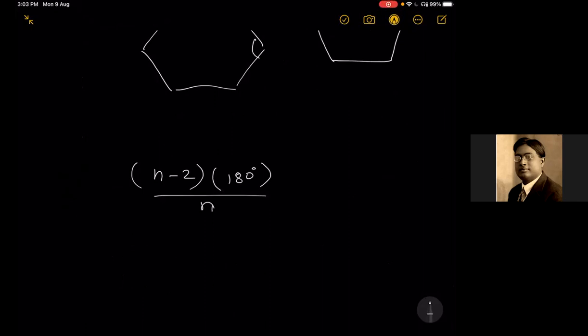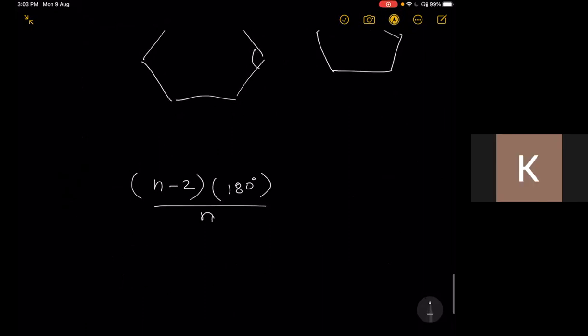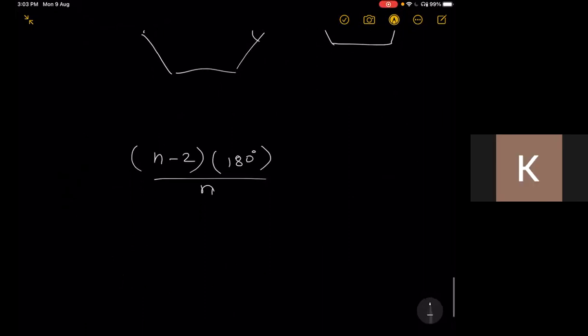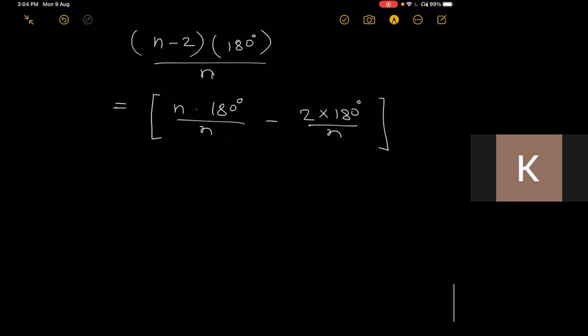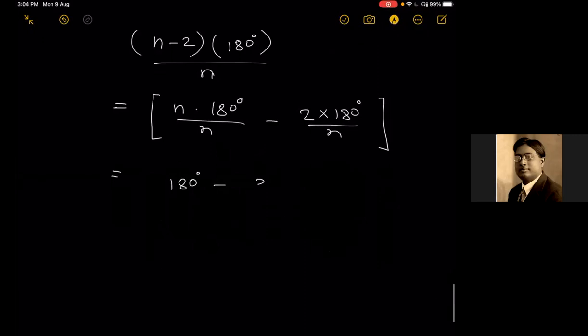Okay. So if I open this, I can write this as n into 180 degrees by n minus 2 into 180 degrees by n. So this can be written as 180 degrees minus 360 degrees by n. Okay. So this is an integer only.